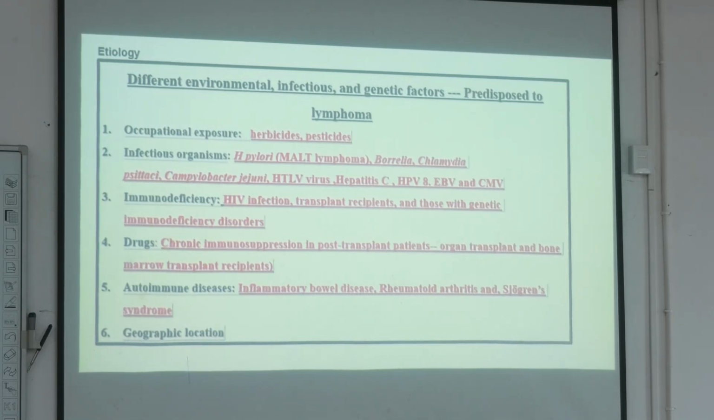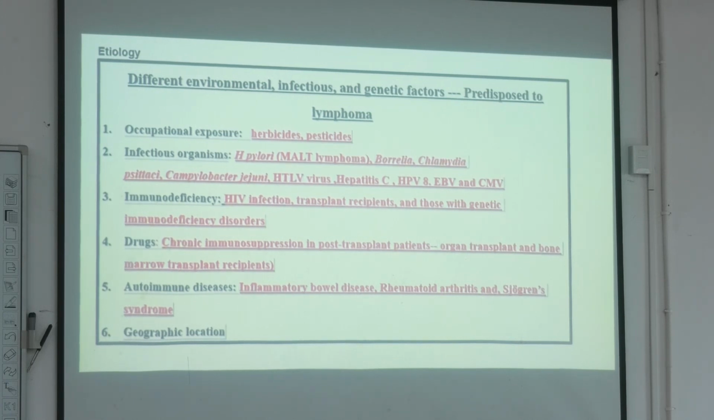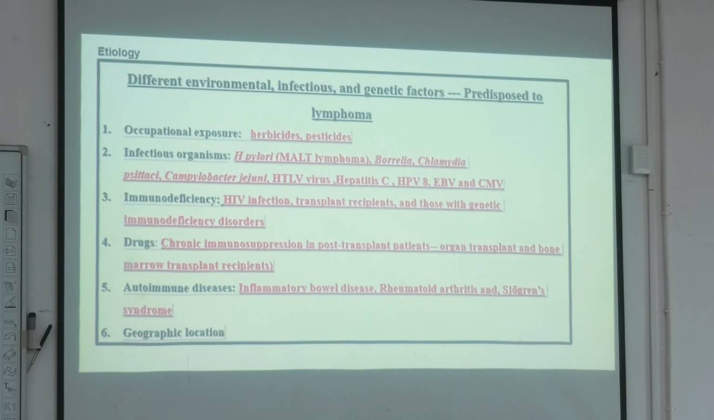Another thing: some lymphomas have a geographical distribution. For example, Burkitt lymphoma usually occurs in patients from the African region. So geographical area is also a factor.